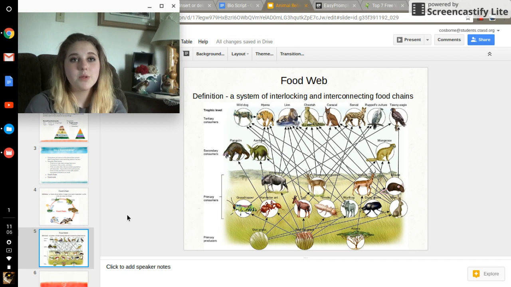Food webs are very similar to food chains and are often described as more complex food chains. Both food webs and food chains show the predator-prey relationship throughout an ecosystem.